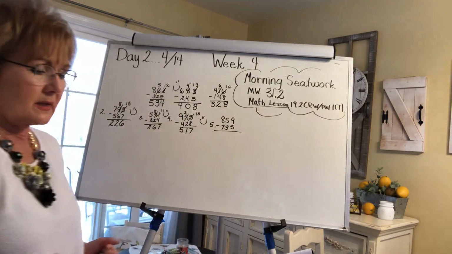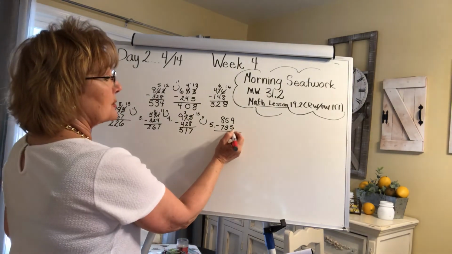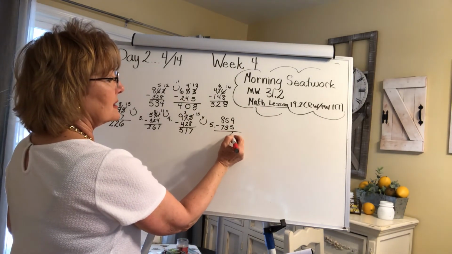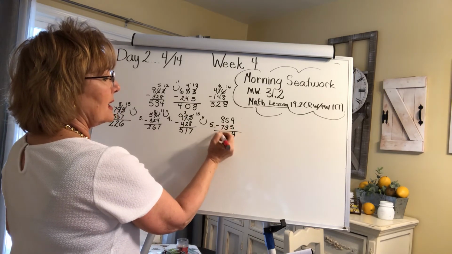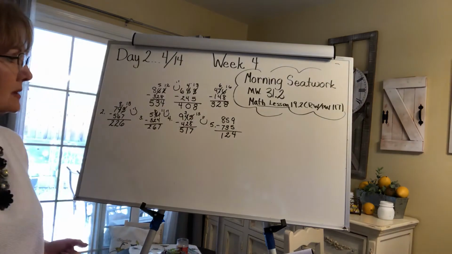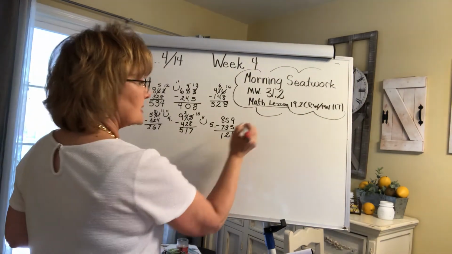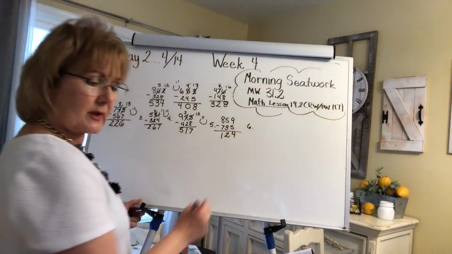Okay, 859, take away 735. Is there more on the floor? No, there's not. 9 take away 5 is 4. 5 take away 3 is 2. And that was zippity-doo-dah. That was fast.